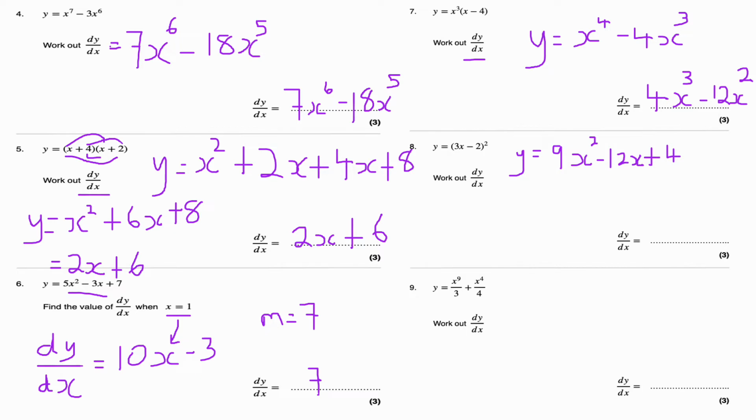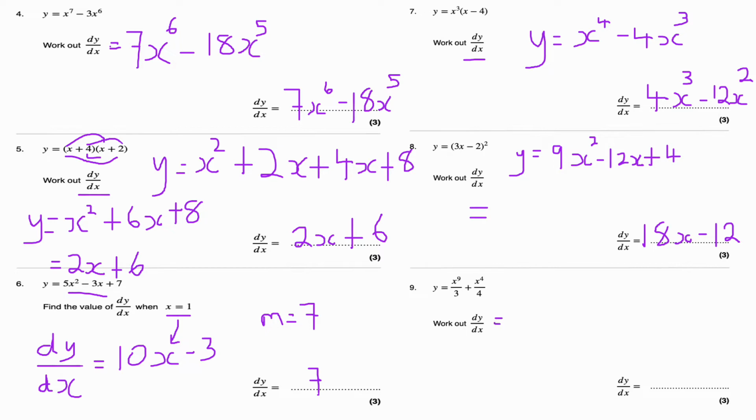It's (3x minus 2) times (3x minus 2). If I now differentiate this, I get 18x take away 12, guys, when I differentiate this. Question number 9, y is equal to x to the 9 all over 3 plus x to the 4 over 4. Find dy by dx.